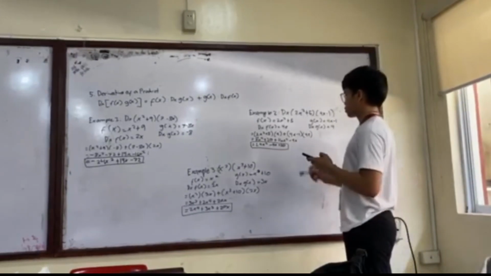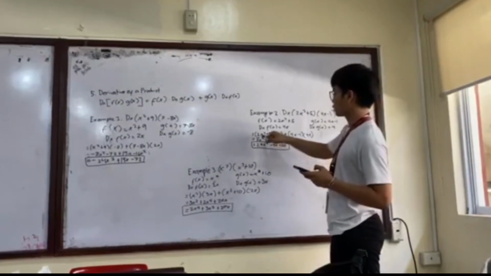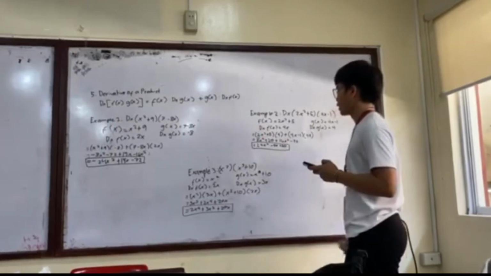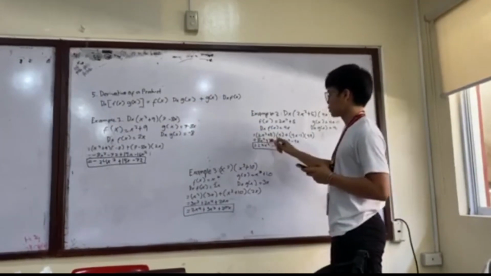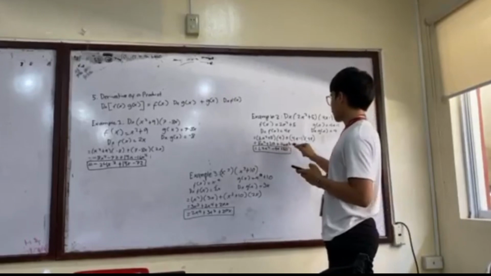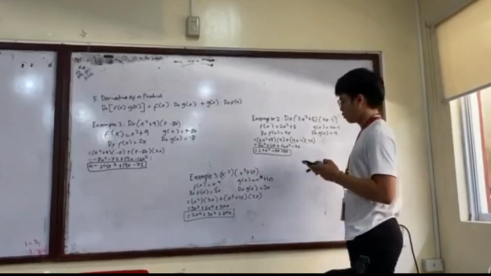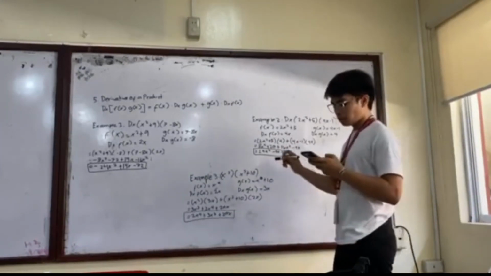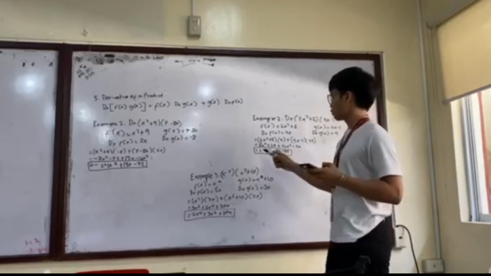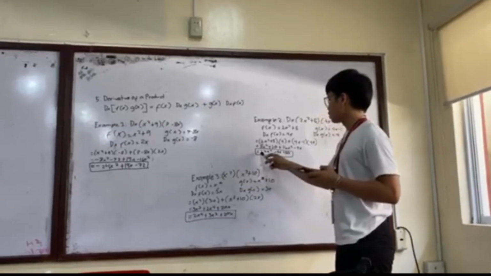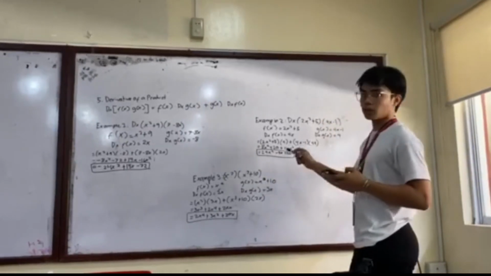So the first step is to multiply it and use the FOIL method, same as example number 1. So our answer is 8x squared plus 20 plus 16x squared minus 4x. So our final step is to simplify it and combine like terms. So our final answer is 24x squared minus 4x plus 20.